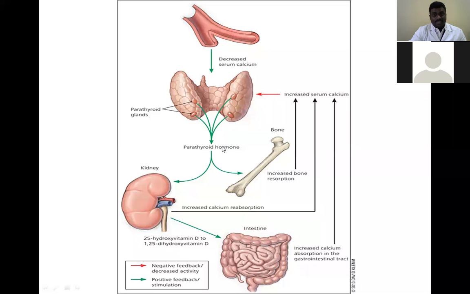So here there is no problem in the parathyroid gland. It is producing a normal concentration of parathyroid hormone. But in chronic renal failure, the kidney does not function normally, so calcium reabsorption is reduced. When reabsorption of calcium is reduced, more calcium has to enter into the urine. So this is wasting of calcium due to renal failure.